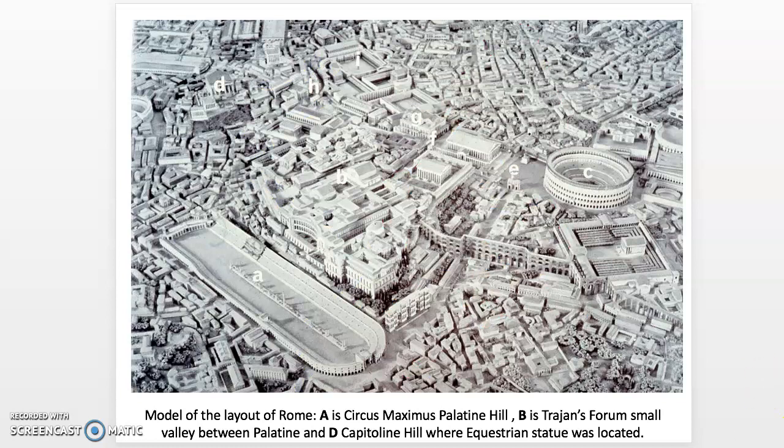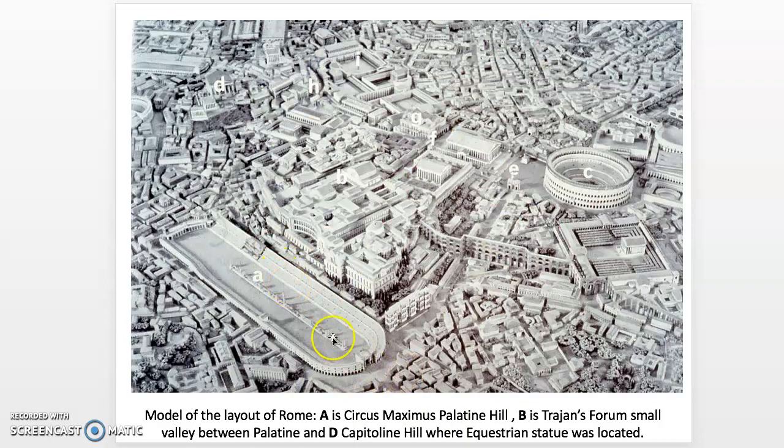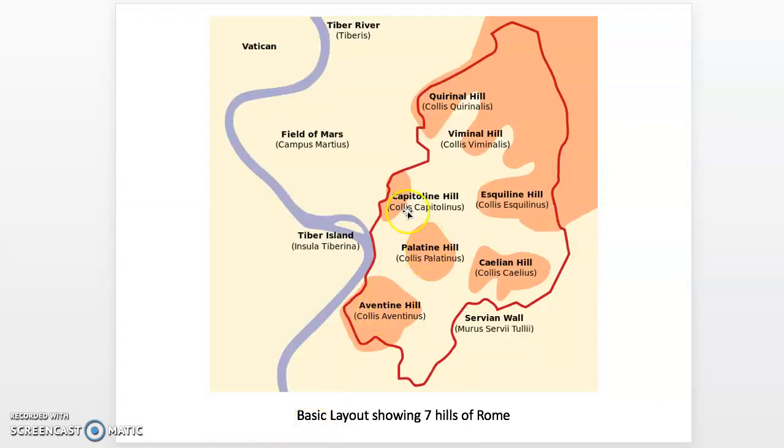Model of Rome here, you can kind of see Circus Maximus is on Palatine Hill, so that would be Palatine Hill here. Trajan's Forum is a small valley between Palatine Hill and Capitoline Hill, so going back, this area is where the Forum is that we're going to look at. Capitoline and Palatine Hill, very much in the center of important parts of Rome.